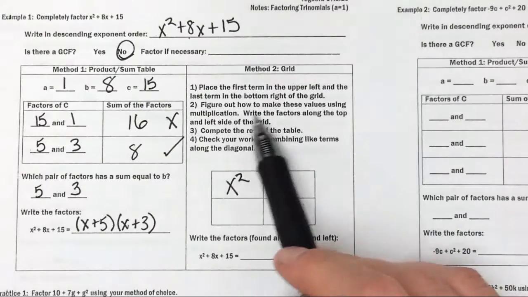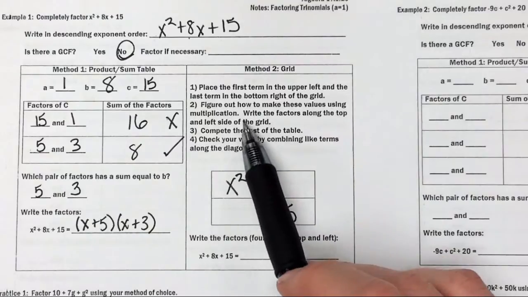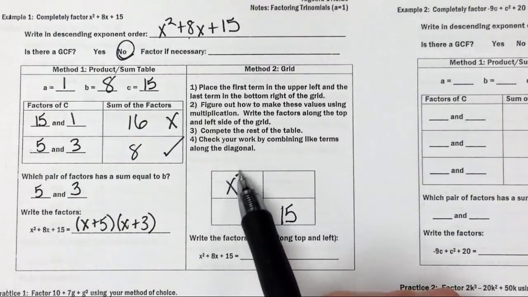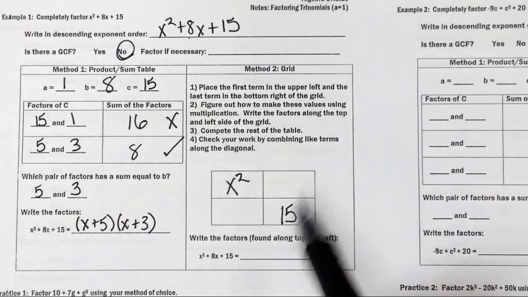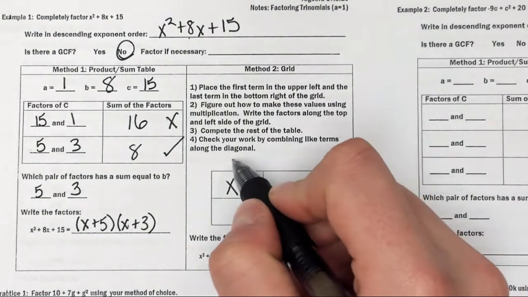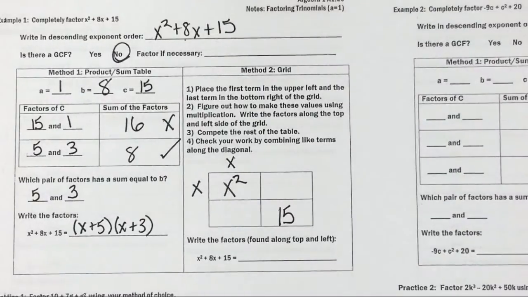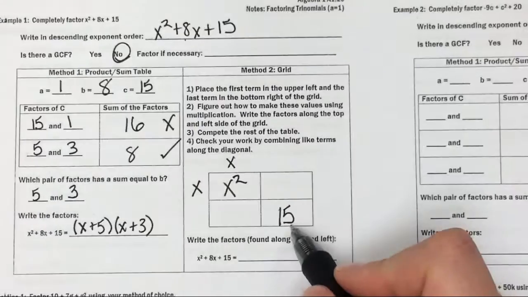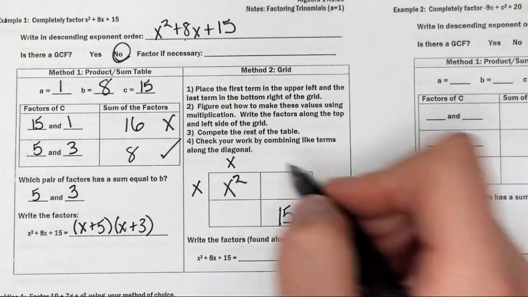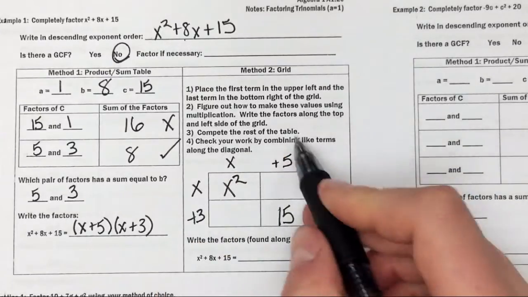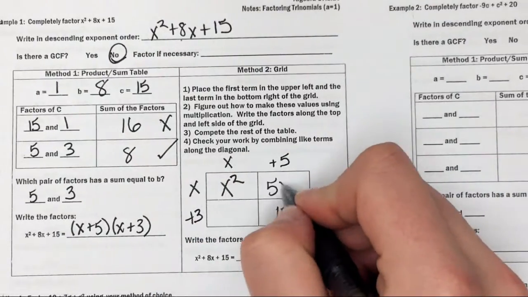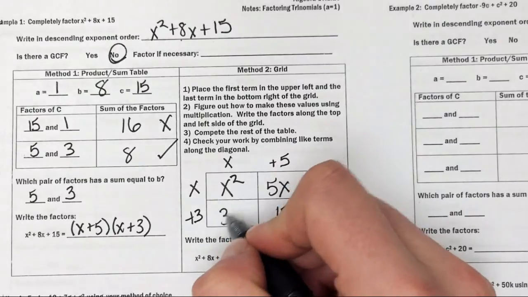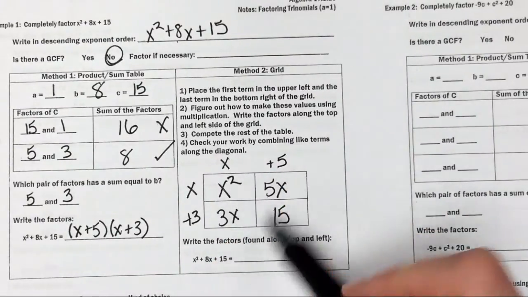Figure out how to make these values using multiplication. Write the factors along the top and the left side of the grid, complete the rest of the table, and check your work. So I know in order to make an x squared, I have to have an x, and I have to have an x. Okay. 15, I know I can make it using 15 and 1, or I can make it using 5 and 3. So if I put a plus 5 here and a plus 3 here, 5 times x is 5x, 3 times x is 3x, and if I combine those, that's going to give me my 8x.